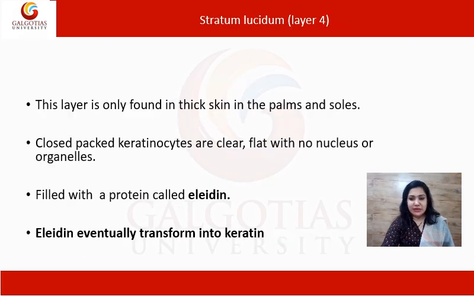Stratum lucidum. This is the fourth layer of the epidermis. This layer is only found in the thick skin of the palms and soles. The closely packed keratinocytes are clear and flat, with no nucleus or organelles in them. They are filled with a protein called eleidin. Eleidin eventually transforms into keratin.